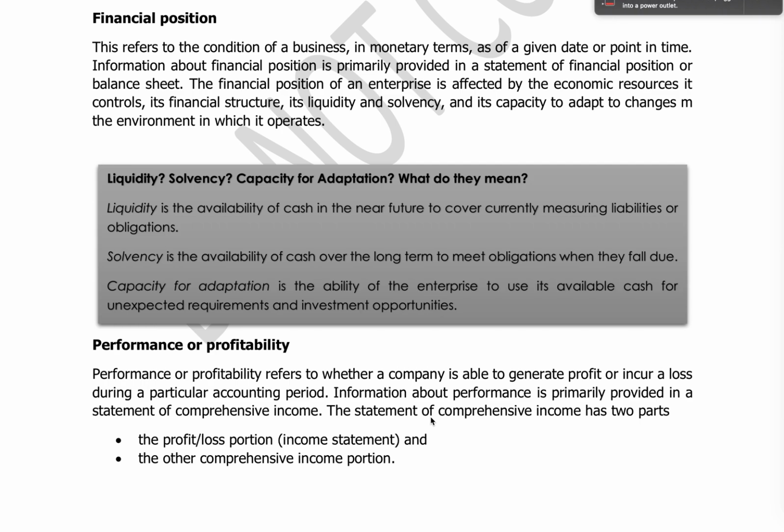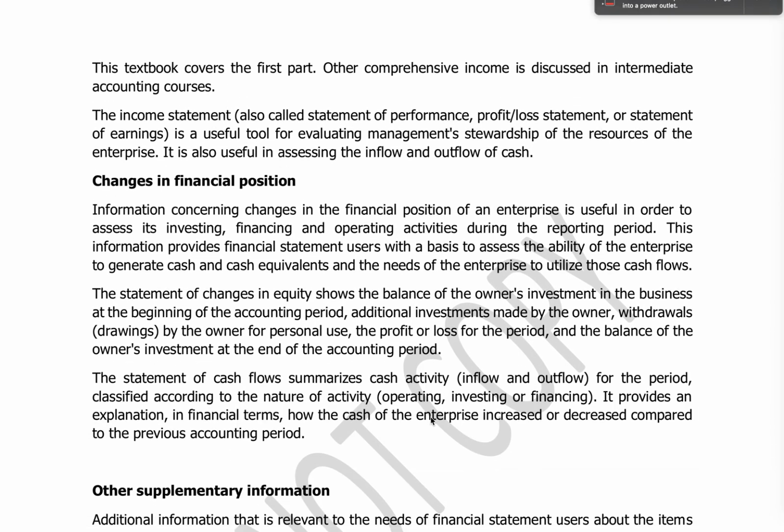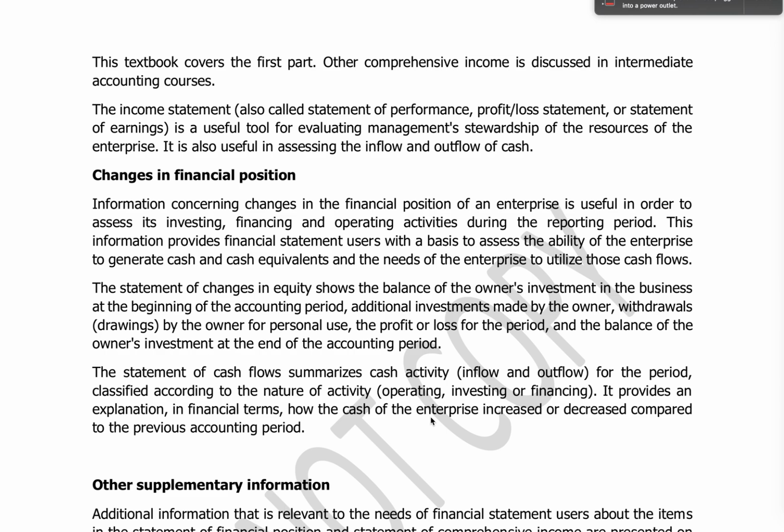Ano ba yun nandyan sa other comprehensive income? Malalim na yan. Yan na yung mga revaluation, yung mga foreign exchange, unrealized foreign exchange. Pero yung mga normal lang na revenue, sales, expenses, general expenses, dito yan sa income statement, profit or loss. So, this textbook covers the first part, yung kagaya na sinasabi natin. Other comprehensive income is discussed in intermediate accounting courses.